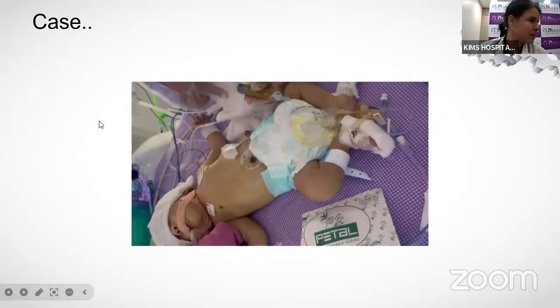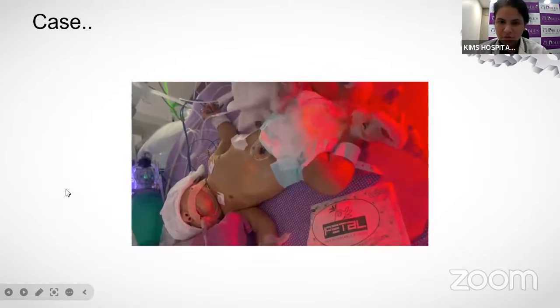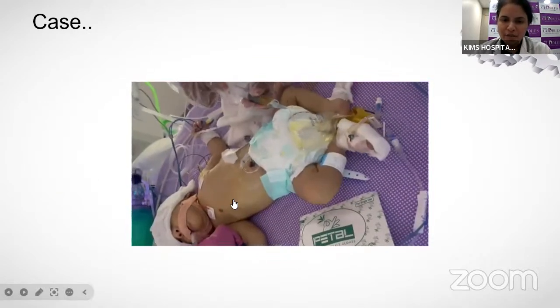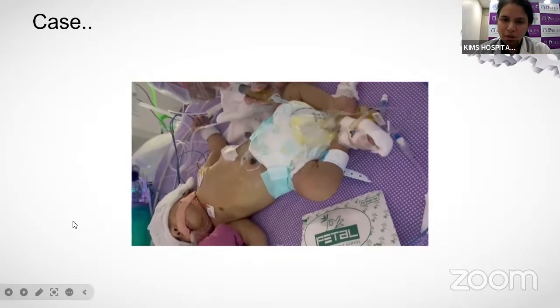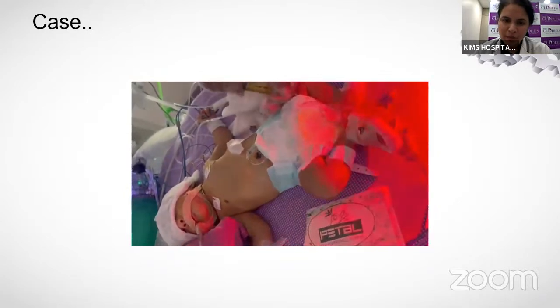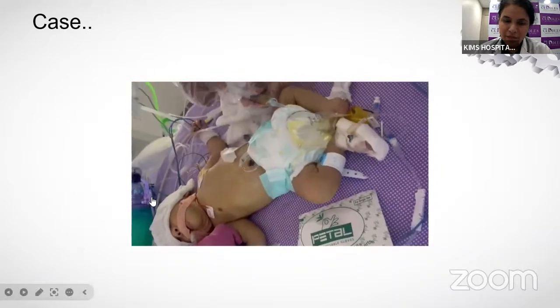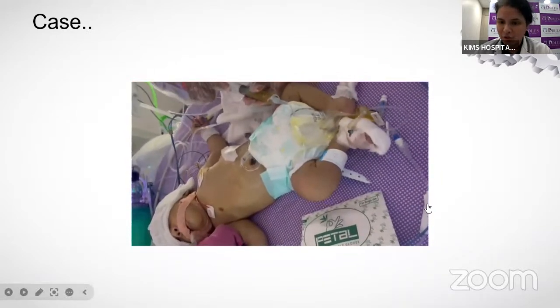So I hope you're all able to see the video as well. So this baby is now having multiple clonic jerks involving the bilateral lower limbs as well as left upper limb, and this is also associated with bradycardia, with tachycardia and desaturations.